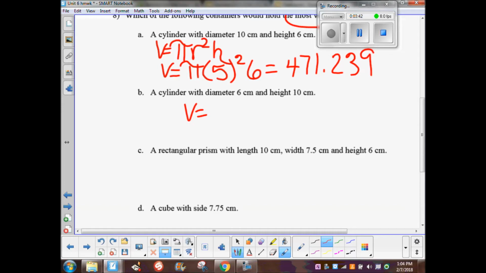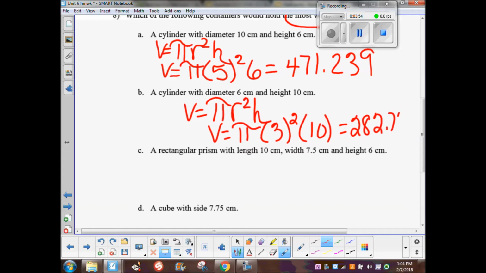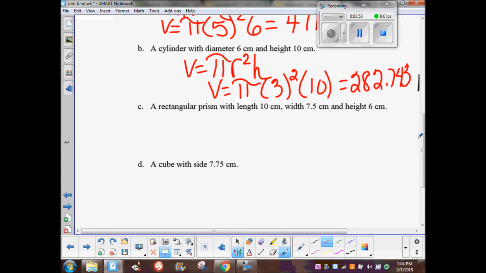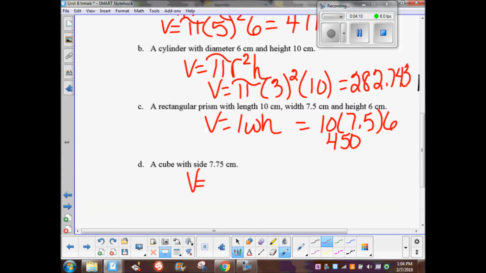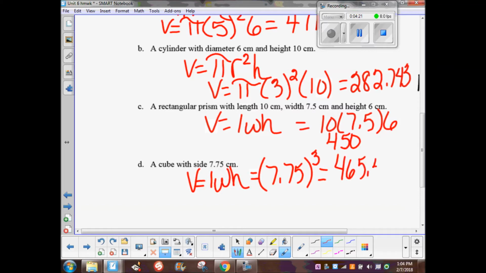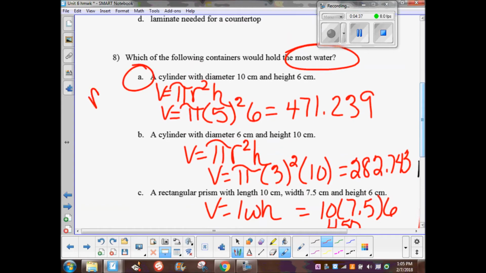This one, again, we have another cylinder. So pi times 3 squared times 10, which gives you 282.743. Rectangular prism, so that's length times width times height, which is 10 times 7.5 times 6, which is 450. And then a cube, that's just another rectangular prism. We just multiply 7.75 times itself 3 times, so that's cubed, and that's 465.484. And the one with the most is 471. So the container in A would have the most volume.